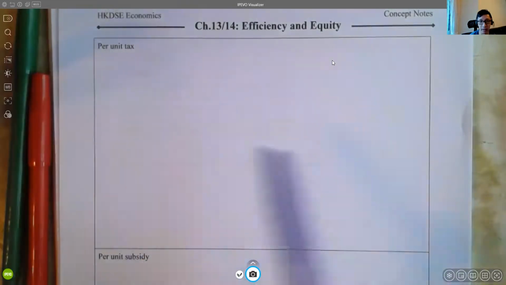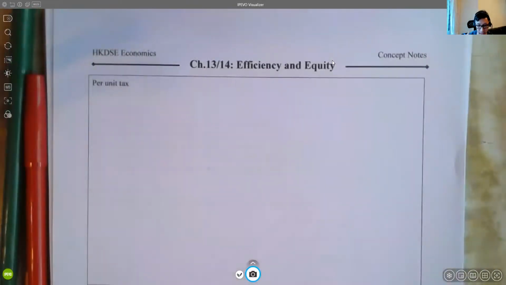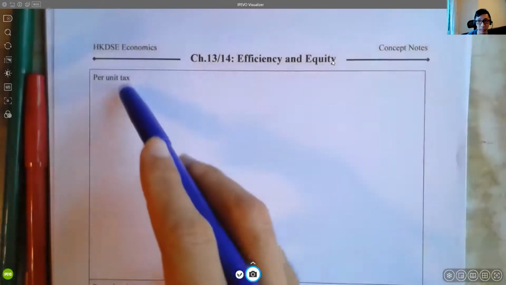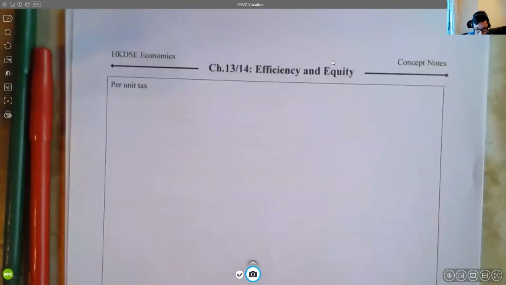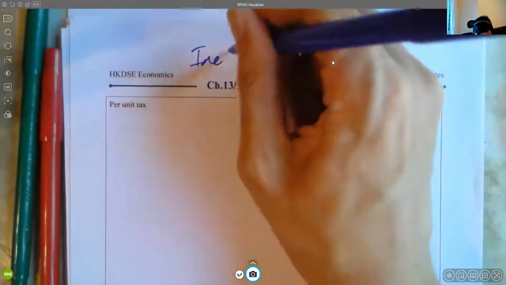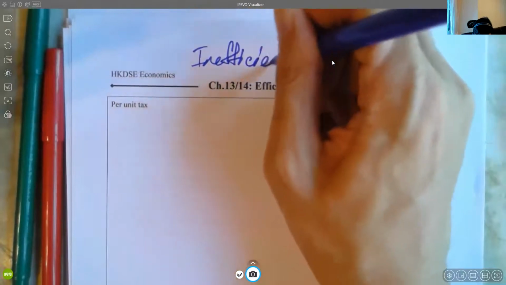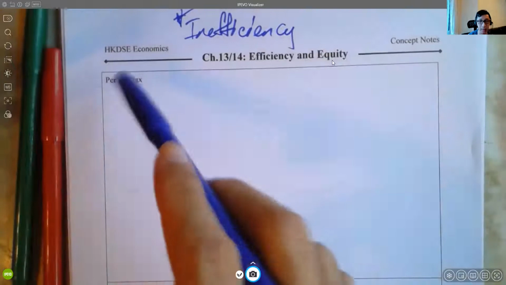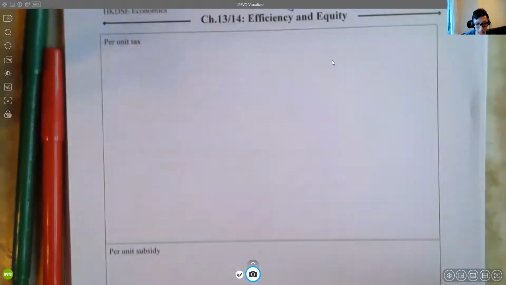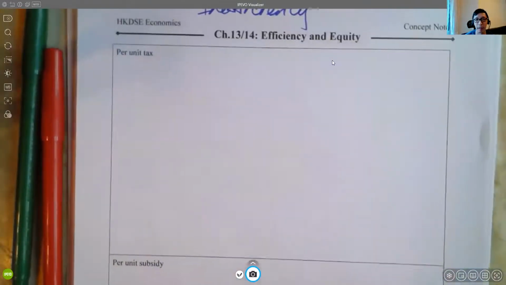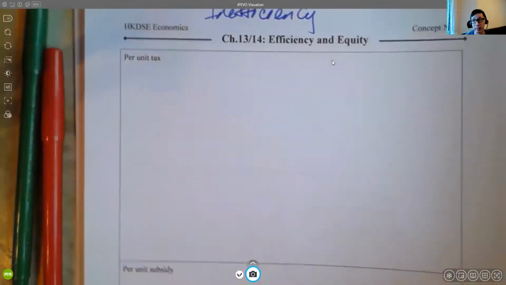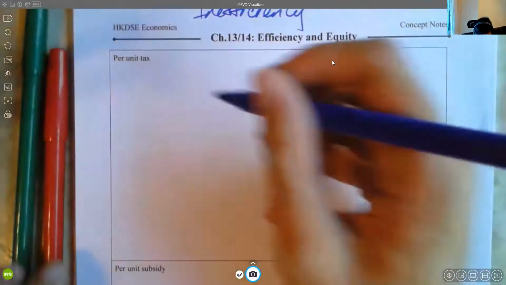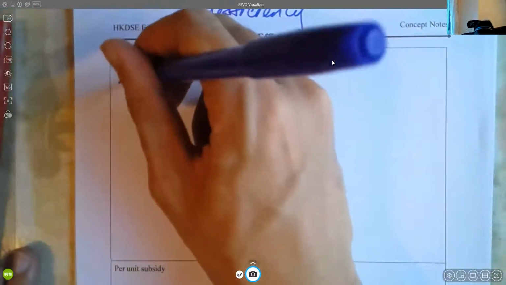All right, if you remember in the last video, I mentioned if there is no externality, then whatever the government does, per unit tax or per unit subsidy, there must be inefficiency, right? That is for sure, right? Now this is easy to understand for per unit tax, but not so easy to understand for per unit subsidy. All right, so let's go into our diagram to see what is going on here.